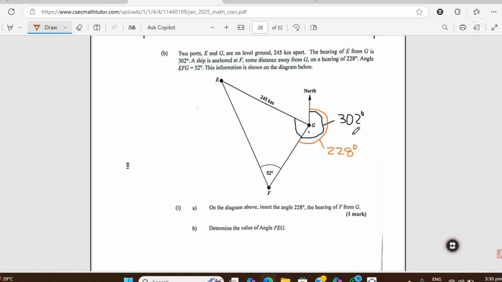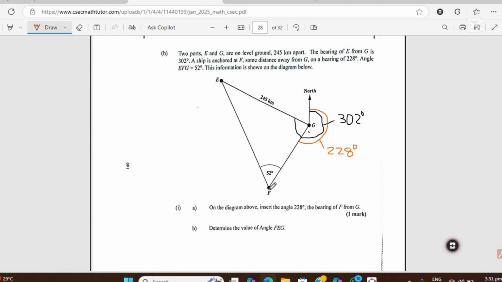All right, so I have all of that in. It also tells us that angle EFG, notice that the angle is at F. Because if you get three letters to describe your angle, the middle letter tells us where the angle is formed. The end letters tell us where the lines are extended to or from. So this angle is 52, already given to us on the diagram. Now let's read the question. On the diagram above, insert the angle 228 degrees, the bearing of F from G. So we would have done that.